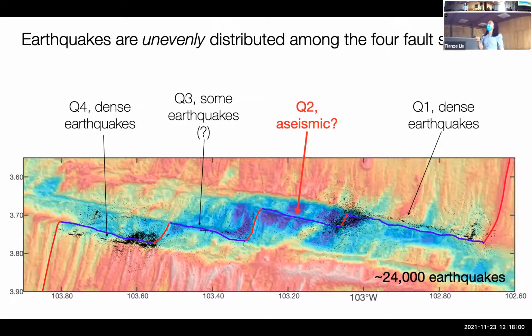And for our study region, we infer that the Q2 segment slides aseismically can be due to either the thin crust thickness to the north and south of it. Because the crust is so thin, it doesn't have a big area to generate enough earthquakes, and also because of the basin structure, there can be less normal stress along this fault, which also favors aseismic slip.